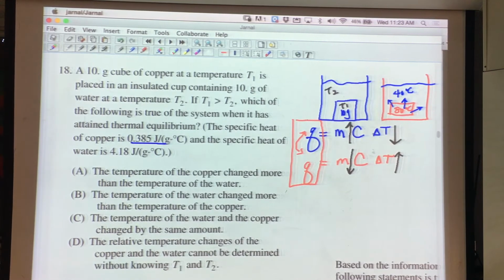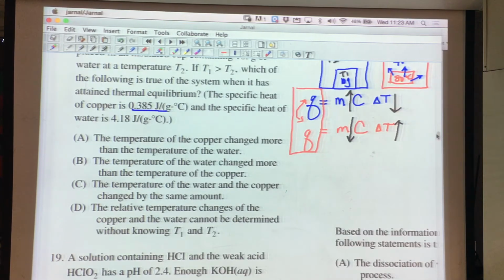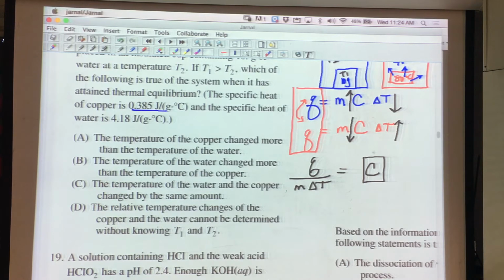Now, what is specific heat? For those that are still not sure what this is about. If you solve for C, you get the thermal energy over the mass times the temperature change. And this means, all right, this is the energy that it takes, Q, is the energy it takes per 1 gram per degree Celsius. So it's the energy required to raise a gram of a substance 1 degree Celsius.